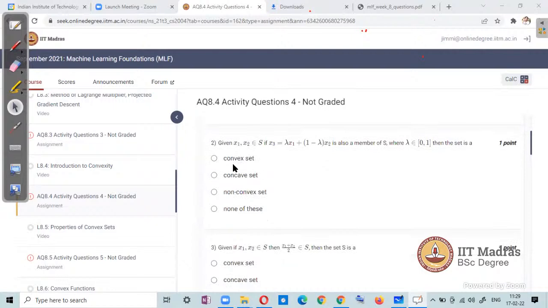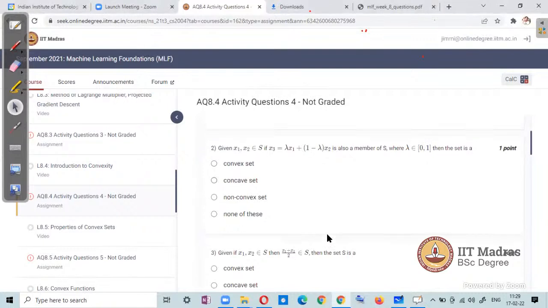So the second question says: given x1, x2 belong to S, if x3 equals lambda x1 plus 1 minus lambda x2 is also a member of S, where lambda belongs to [0, 1], then the set is a convex set. Yeah, this is the exact definition. The previous question was just to confuse. If all these 3 points satisfy this equation, then we call the set a convex set. If anyone has confusion in these two questions, they can ask.